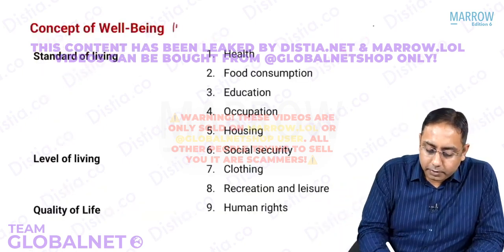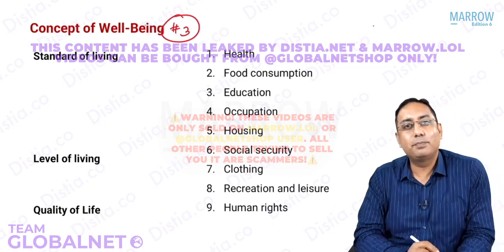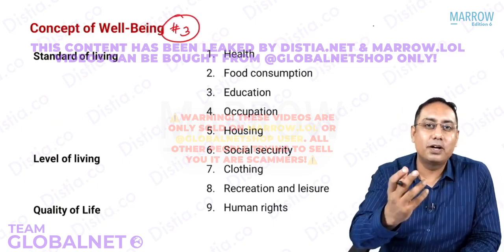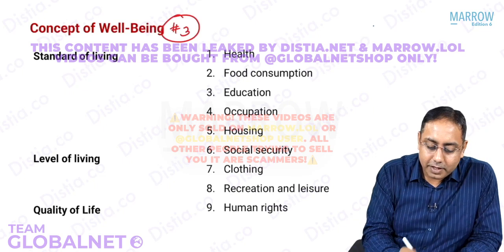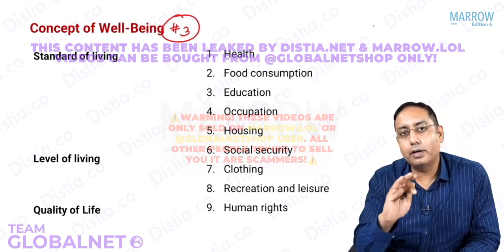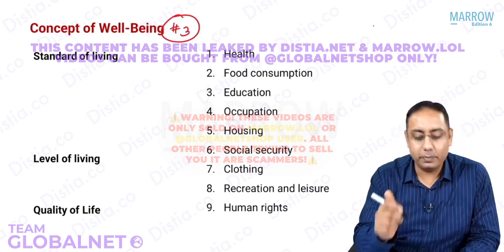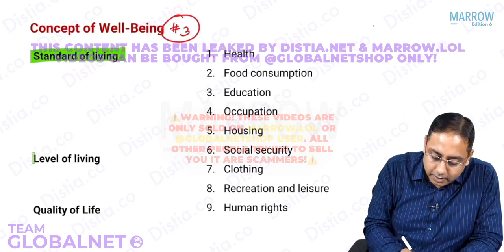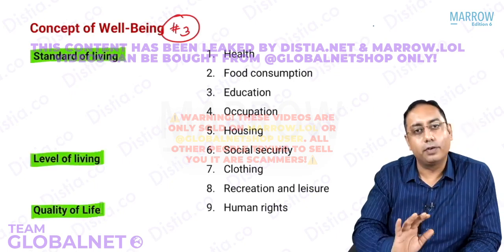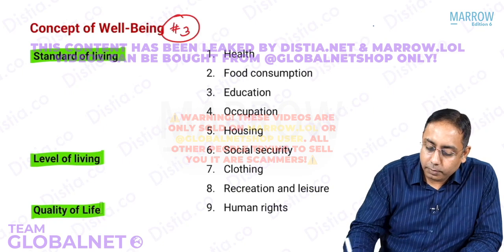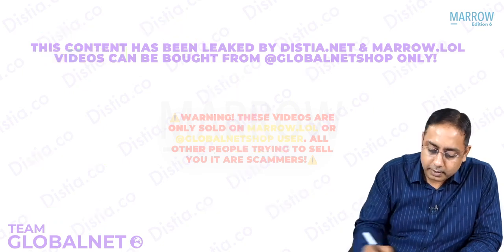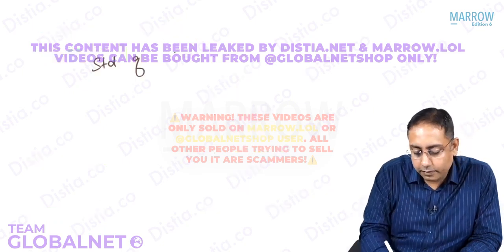Next is this point number 3. What do you mean by the concept of well-being? When do you say that you are well-being? We say that we are well-being based on 3 important things. You should understand the difference between standard of living, level of living, and quality of life. 3 important things. What do you mean by the standard of living, beta? The standard of living.